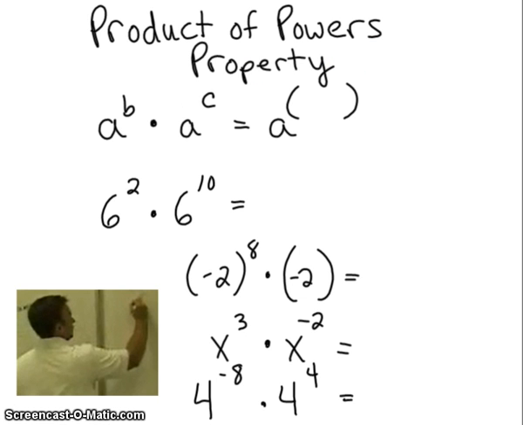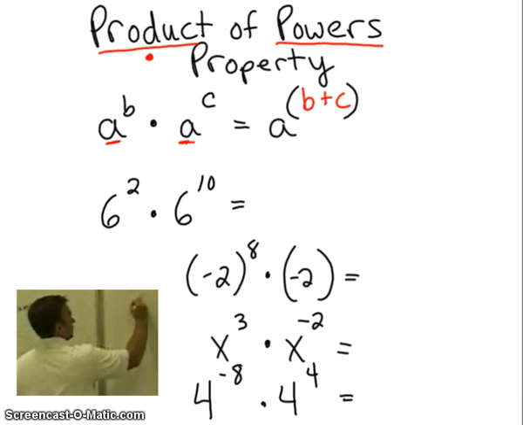Next property, the product of powers. What does product mean? Well, product means times. So product of powers is when we multiply powers, and in this case, when we multiply like bases. If we have a to the b power times a to the c power, that's the same as a to the b plus c.